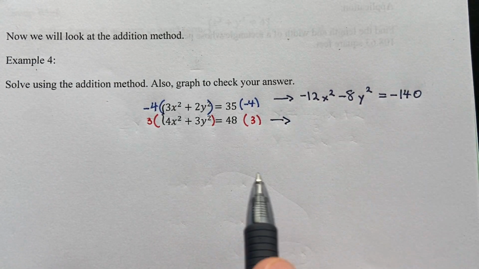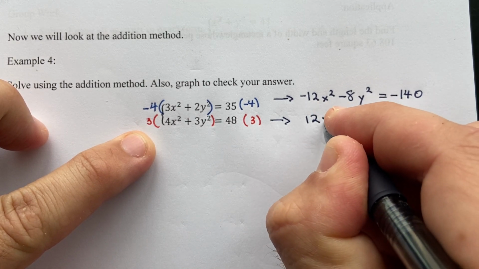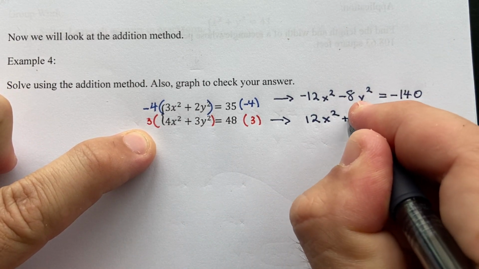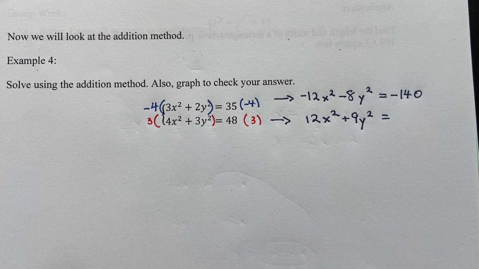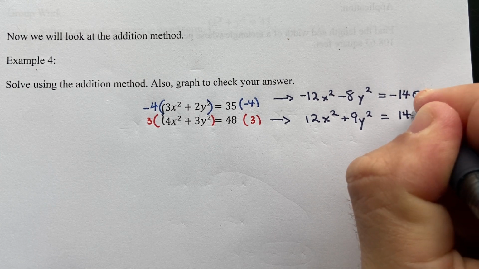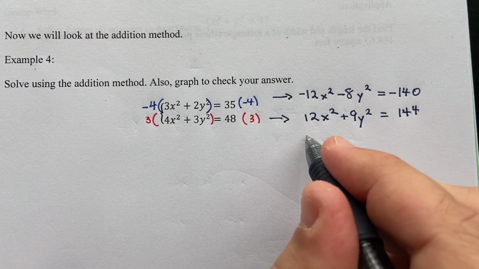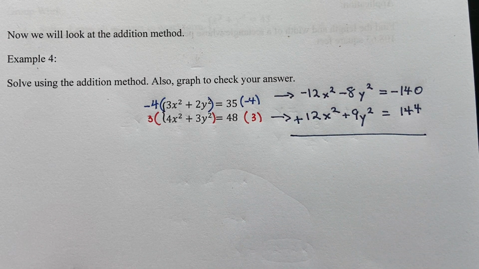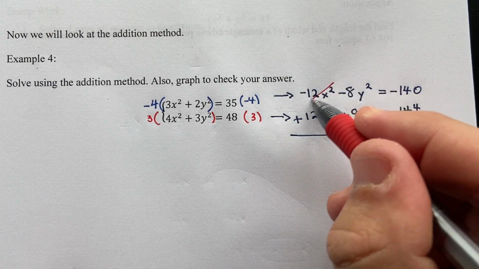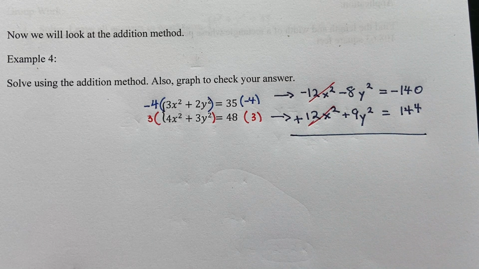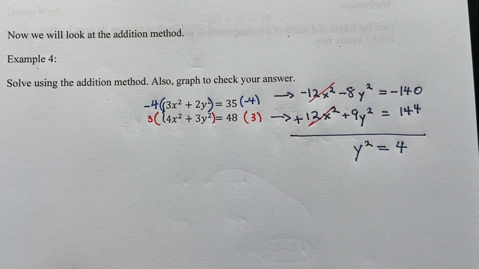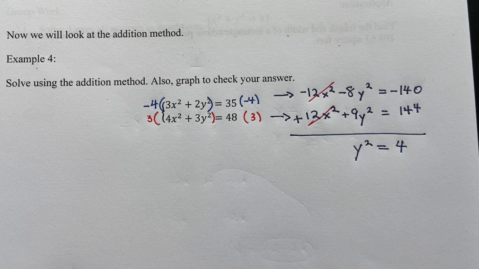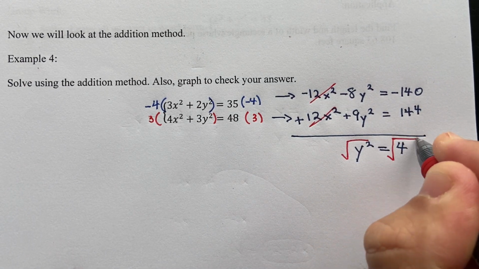And then this one over here, 12x squared plus 9y squared equals 48 times 3, 144. So here's our similar system, and now we actually do have these opposites, so we can add now and things will cancel. So these specifically would go away. We are left with just y squared equals 4. Right, that's pretty nice. Take a square root, plus and minus.